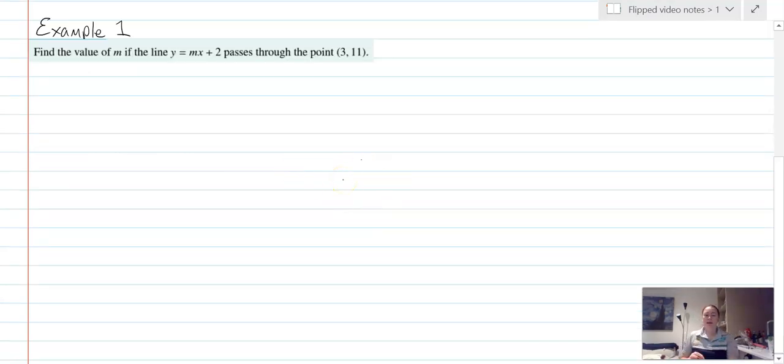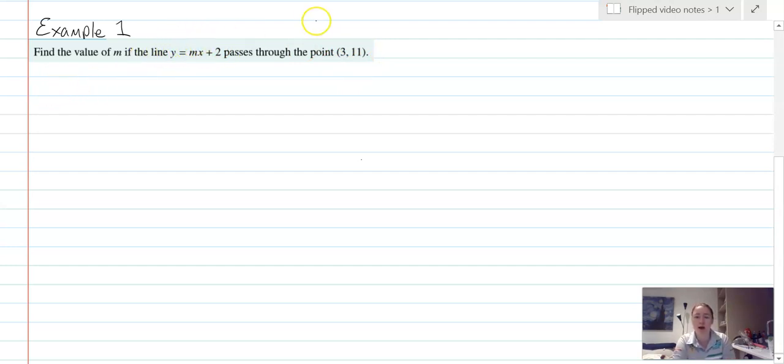So example 1 is similar to when we are finding the equation of a line and we know the point it's going through. This is one of the ways we could find it. So we're being told that y equals mx plus 2 goes through the point (3, 11). Normally, we would know a little bit more about our equation. So we would normally know the gradient and be looking for the y-intercept. Here, it's the other way around. So rather than using point-gradient form, we can substitute that point (3, 11) into our equation to work out what that gradient is.